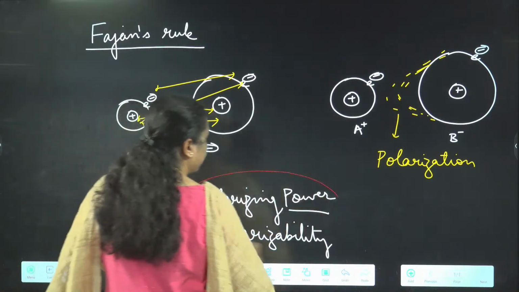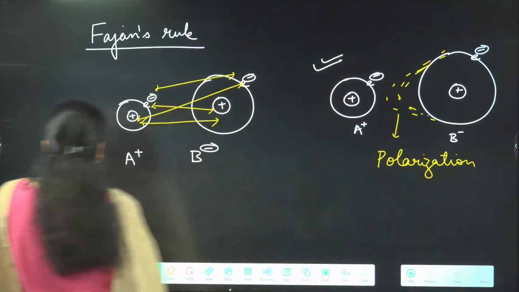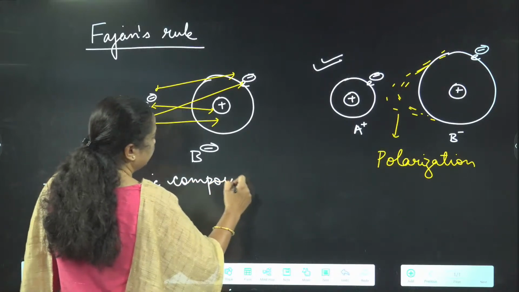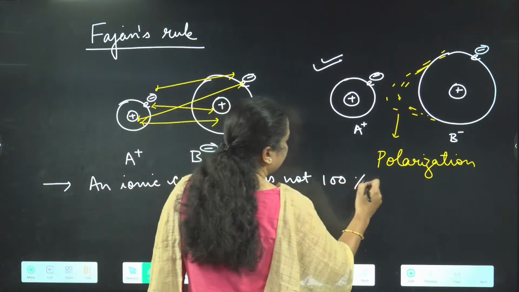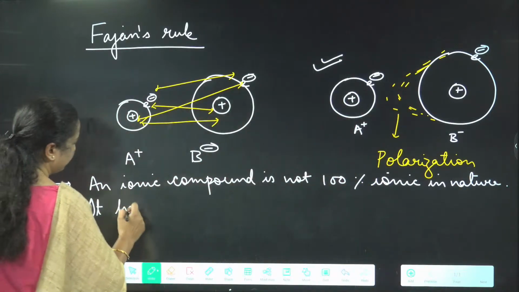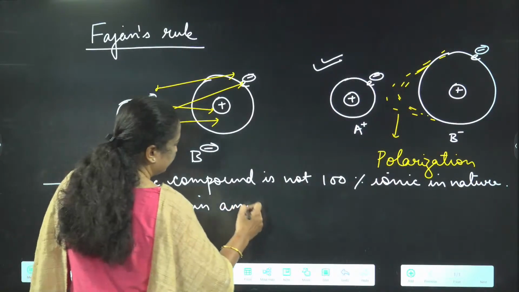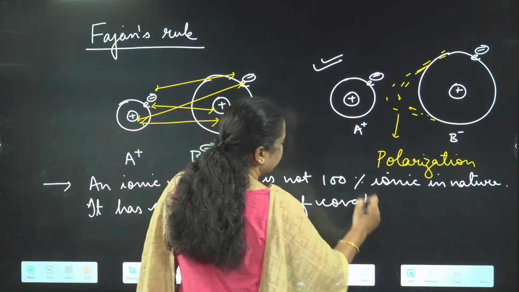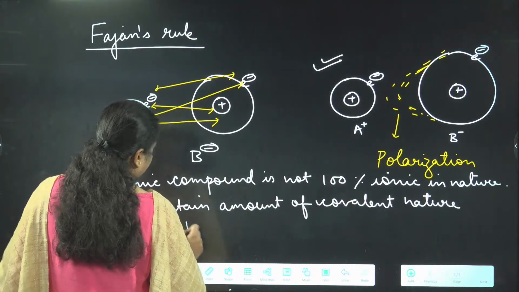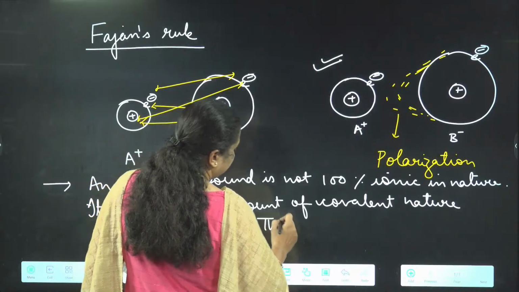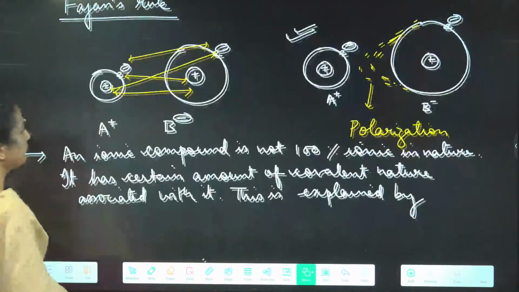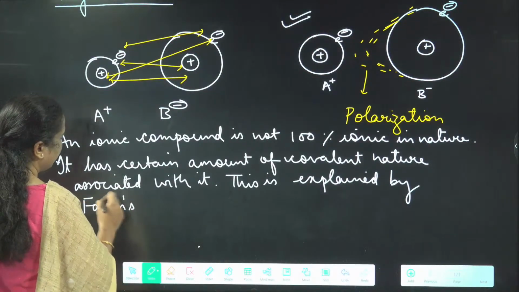So now let us write down all these terminologies. You need not draw this diagram, you can draw this diagram as such. So I'm going to write down a few things here. An ionic compound is not 100% ionic in nature. It has a certain amount of covalent nature associated with it, and this is explained by Fajan's rule. Okay, that's what we read this Fajan's rule for.